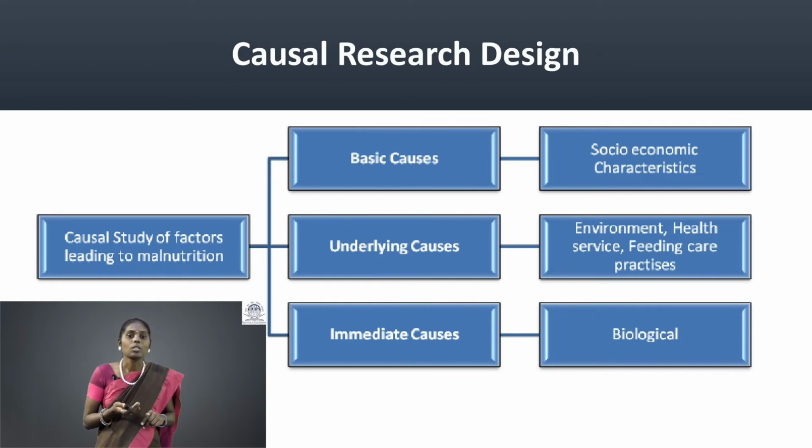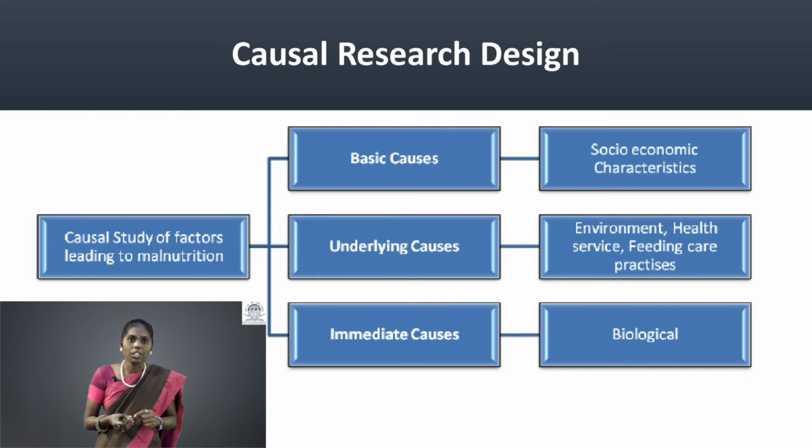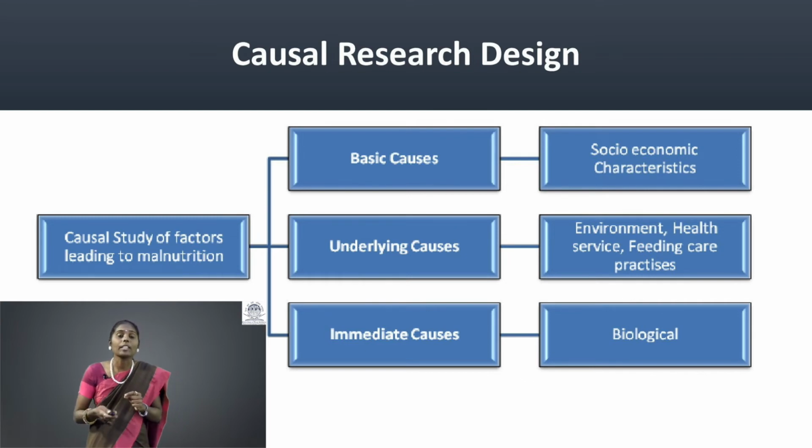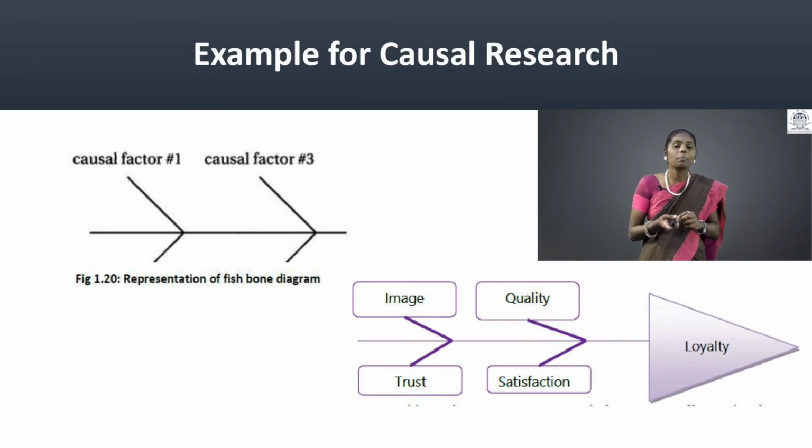The basic causes could be socio-economic characteristics of the village, environment, health service, feeding and care practices that exist in the village, then biological factors. So this is the causal study of factors leading to malnutrition. We wanted to study how it has an effect on the people in villages. For that we need to identify these three types of causes, because through them we'll be able to understand how it is having an effect on the health of the villagers in a particular village. This can also be studied using a fishbone diagram.